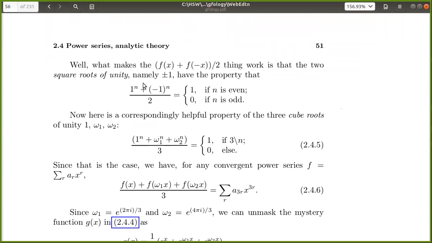In the case of square roots, this was easy. That is why you could do this in one shot. But for this, you'll have to expand this particular bracket and see what really happens if n is congruent to 0 mod 3, n is congruent to 1 mod 3, n is congruent to 2 mod 3.